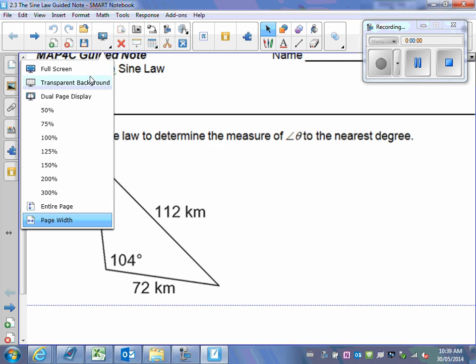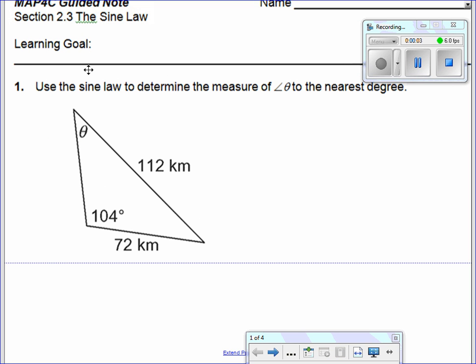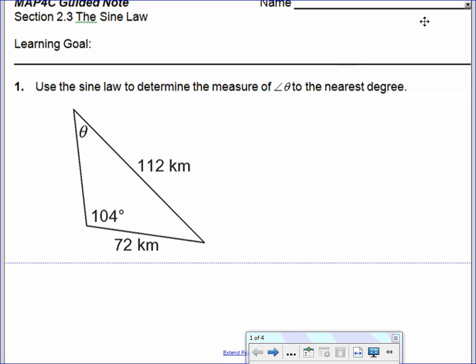Okay, so next is sine law. Sine law is where we're now looking at triangles that are not right angle triangles, okay? Right here is the best outline for sine law. You have actually already learned sine law, so this is really just a review.